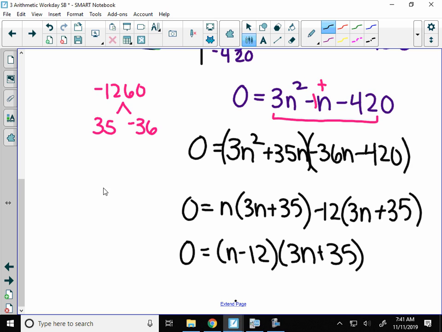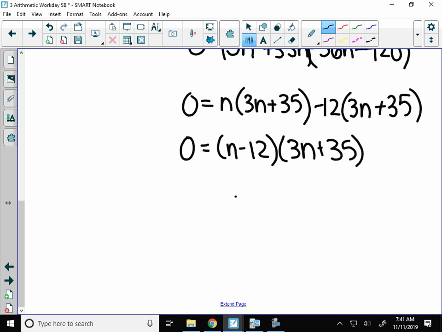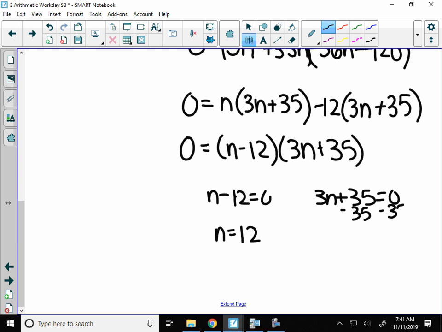And in the first video, we said the way we solve this is using something called the zero product law. And the zero product law says you take each of these factors individually and set them equal to 0 and solve them, and that gives you both values of n that could set the expression equal to 0. So on the left side here, our solution is n equals 12. On this right side, I have to do a little bit of work. So I subtract 35, divide by 3, and n equals negative 35 over 3.